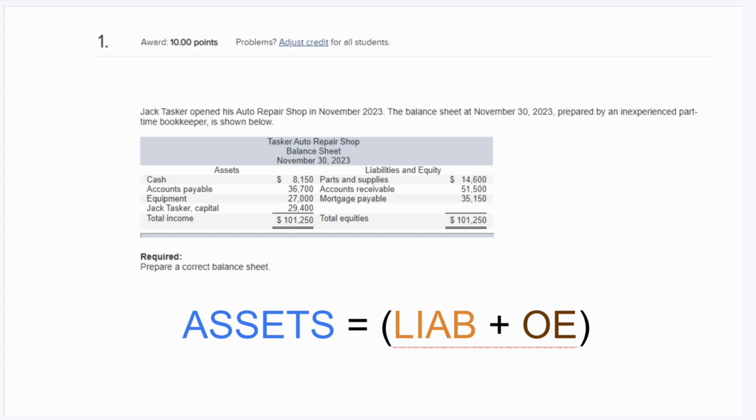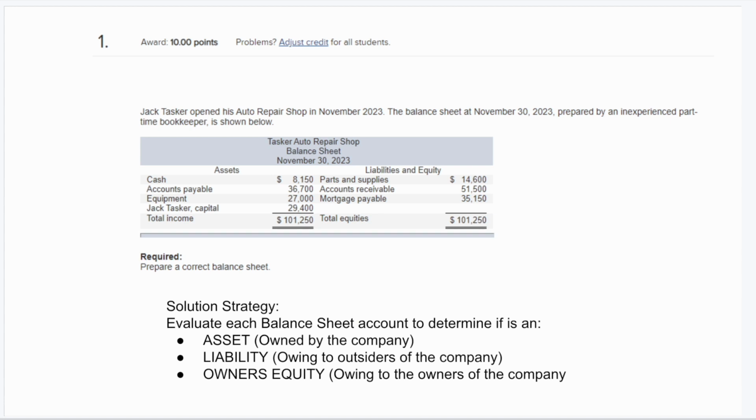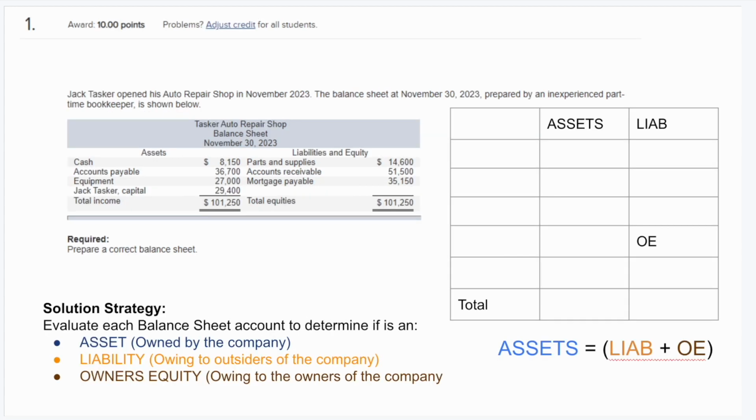So let's take a look at each of the accounts. The strategy here is really to look at each of the accounts and determine, is this an asset account? Is it in the right place? Is it a liability account? Is it in the right place? And is it an owner's equity account? And is it in the right place? And if it's not in the right place, that's our job to put it there. So what I'm going to do is create this little matrix here, which will give us an idea of where our accounts are.